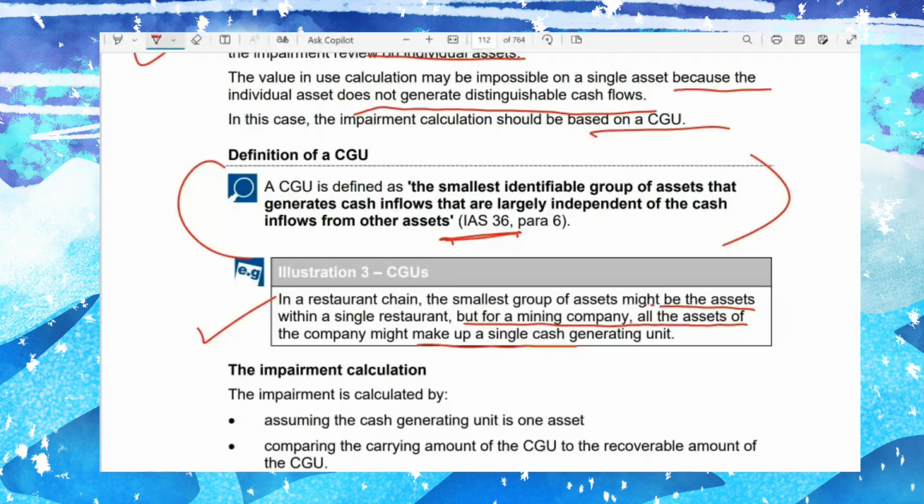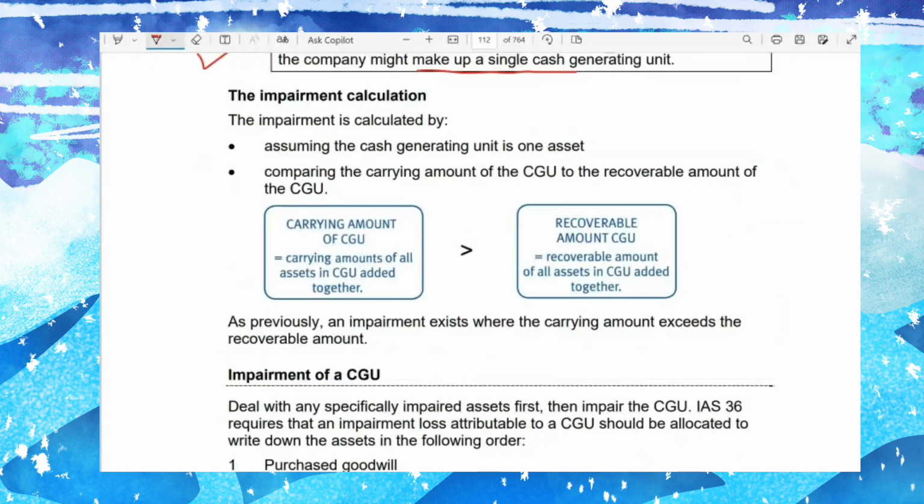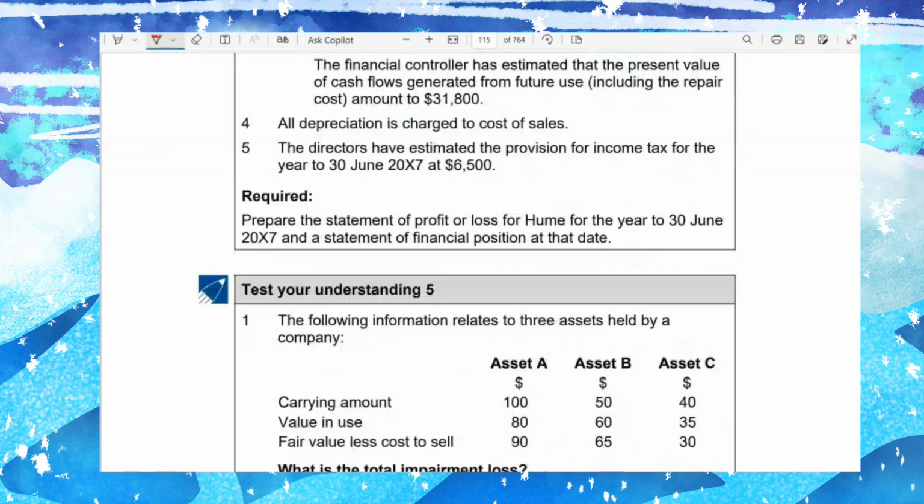How is this applied? Purchased goodwill and specifically impaired assets are dealt with first, then the CGU is impaired. According to IAS 36, the order is: write down the purchased goodwill first, then the other assets in the CGU, including intangible assets, allocated on a pro rata basis.